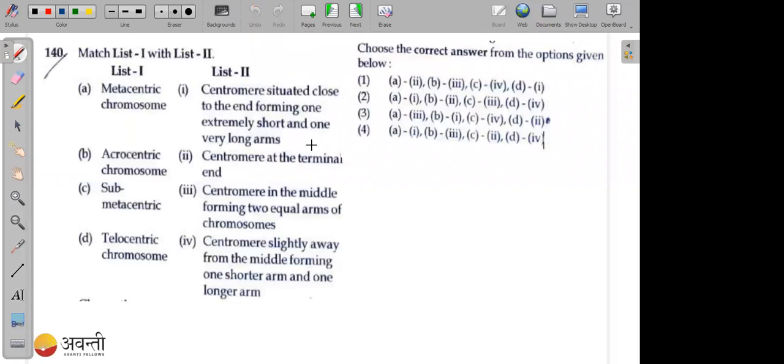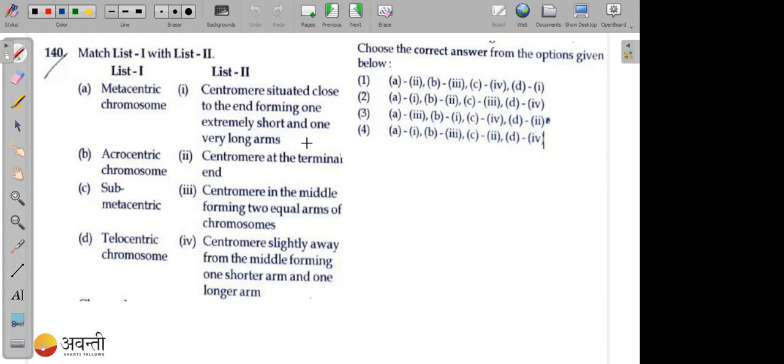Next, match list one with list two. This is actually a very simple question. So you want to match types of chromosome with their details. ठीक है, उसके डिटेल के साथ हमें यहाँ पर जो है उसको मैच करना है. ठीक है, so here they can say metacentric chromosome.